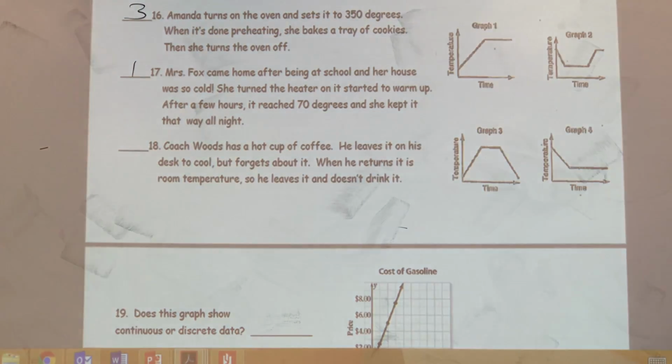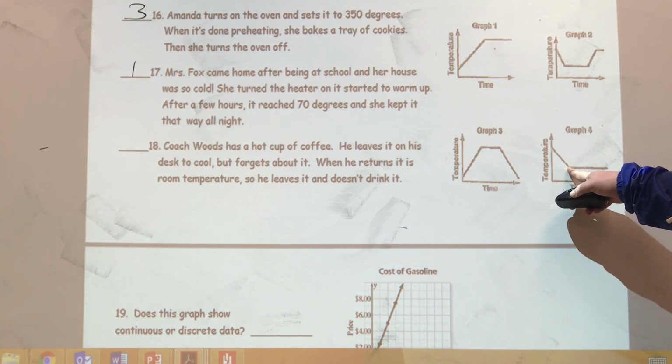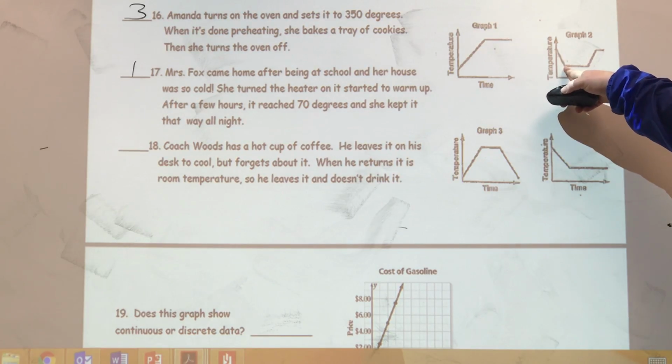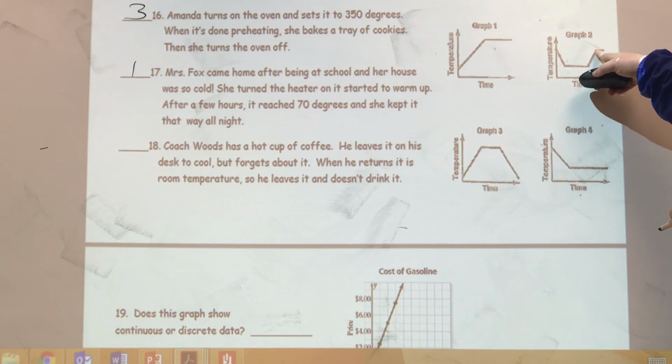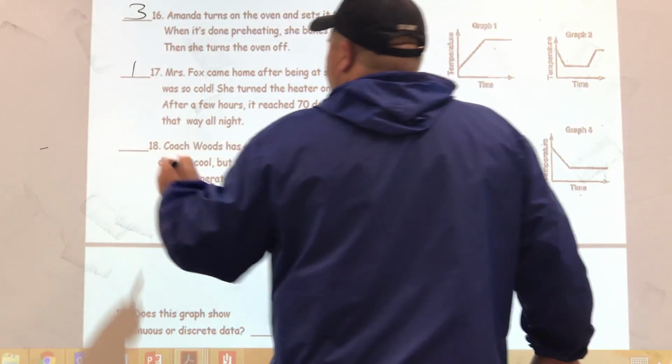18, Coach Woods has a hot cup of coffee. He leaves it on his desk to cool, but forgets about it. When he returns, it's room temperature. So he leaves it and does not drink it. So it was hot, and then it cooled down, and then once it reached room temperature, it never got any colder. So hot, cools down, room temperature. Or hot, room temperature, heated back up. Now, does it say he heated it back up in our scenario? No, it does not. So graph 4 is going to be the best graph.